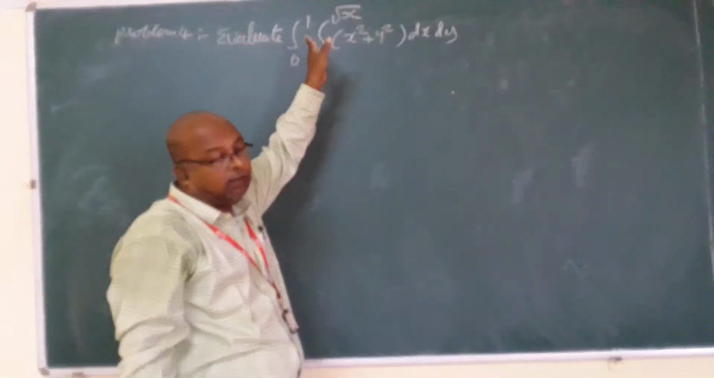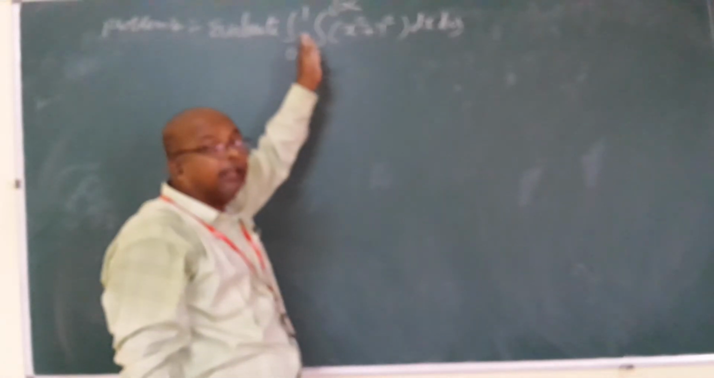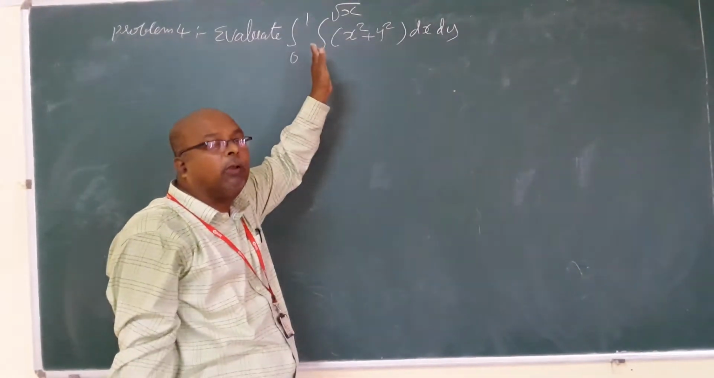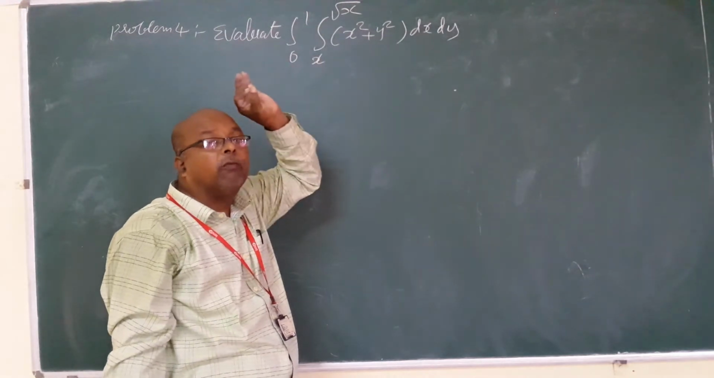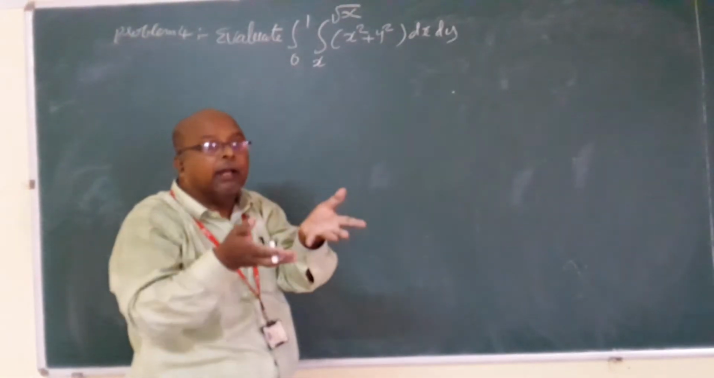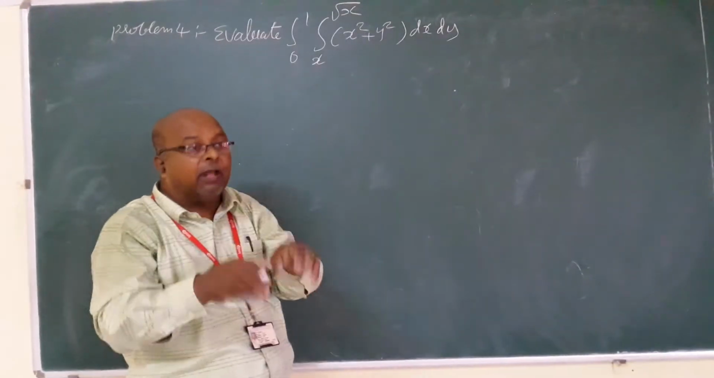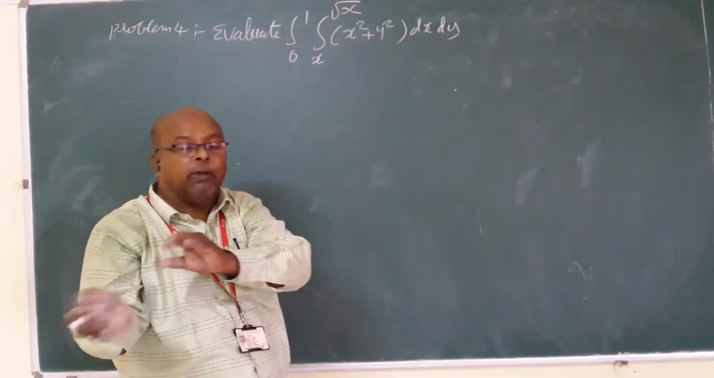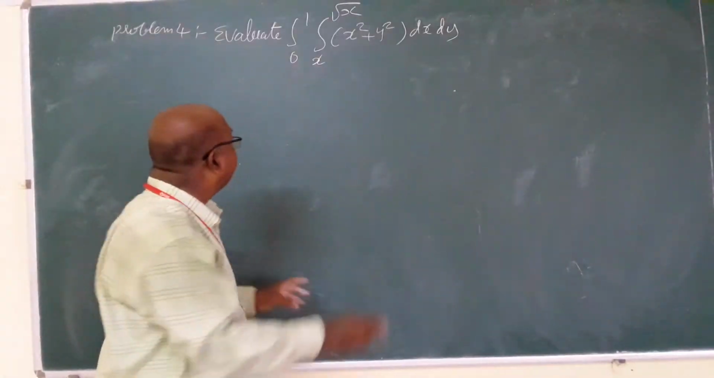Here x appears, so we have to integrate first with respect to the opposite variable of x. What is the opposite variable of x? Y. So we have to first integrate with respect to y. Whenever x appears, the opposite variable; whenever y appears, the opposite variable. This is the methodology.